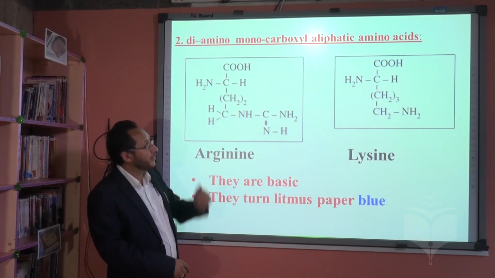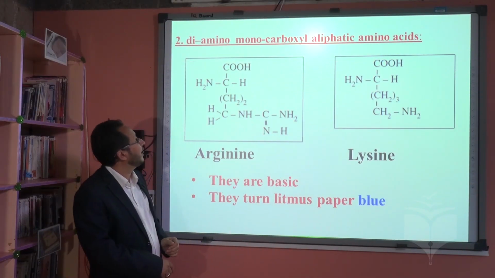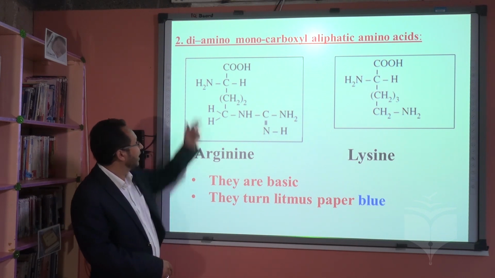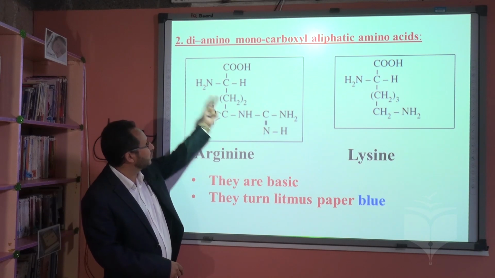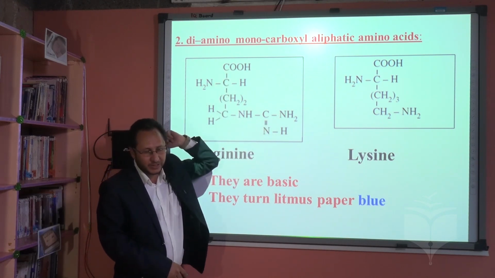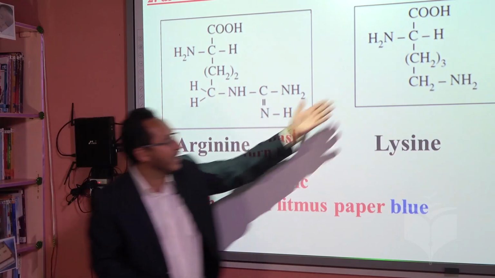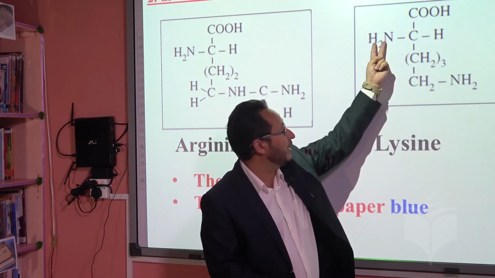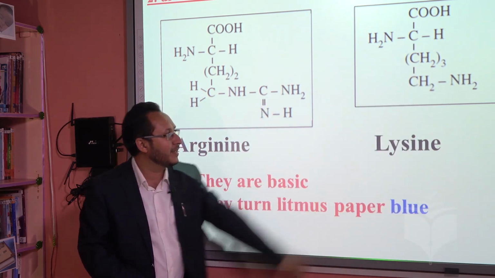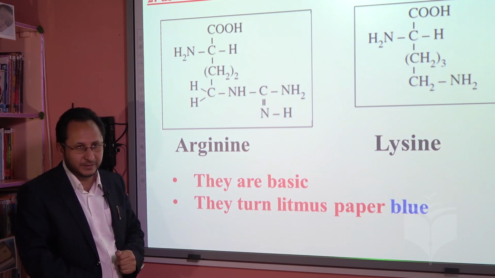Now, the third class is diamino monocarboxyl aliphatic amino acids. Diamino, like this one, we have NH2 and NH2, but we have only one COOH. And this is the same: we have NH2, NH2, diamino, and one carboxyl group. This one we call lysine, and this one we call arginine.